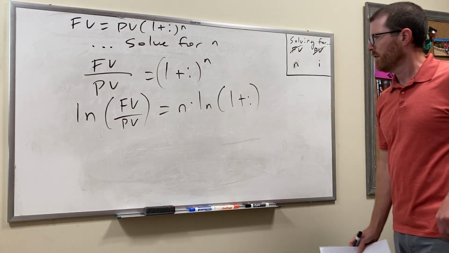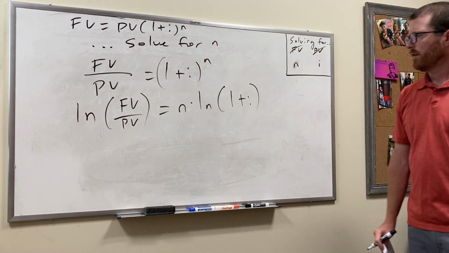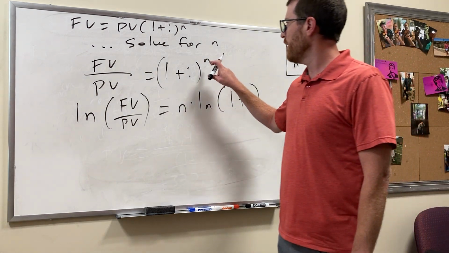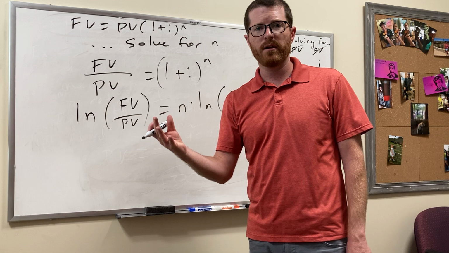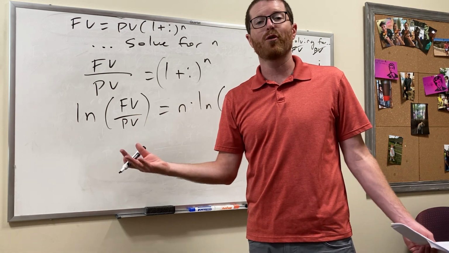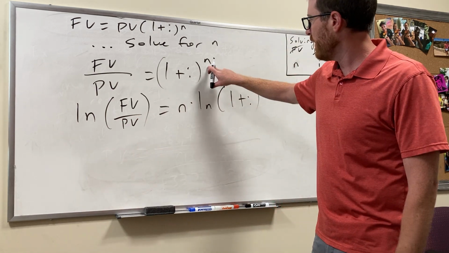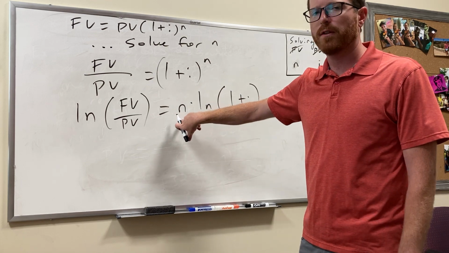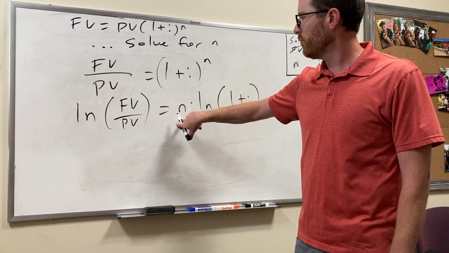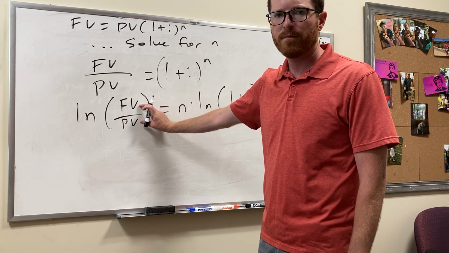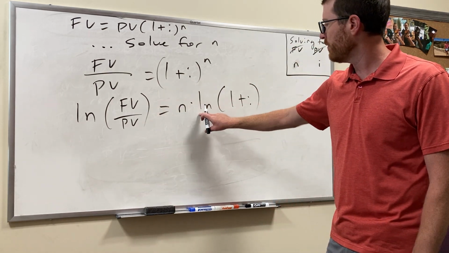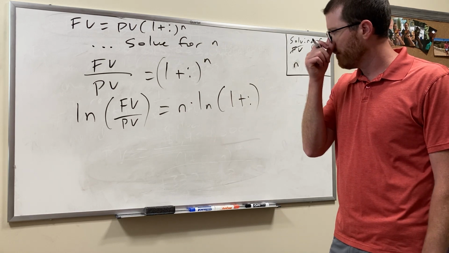Okay, that's what you get. Anytime you take the natural log of an exponent, it becomes just a whole number, a rational number, right? I'm not a mathematician, I think that's what I want to call it. So you take the natural log of the exponent, it just comes out in front of this equation here, right? So you're left with the natural log of the future value divided by the present value is equal to n times the natural log of 1 plus i, all right?